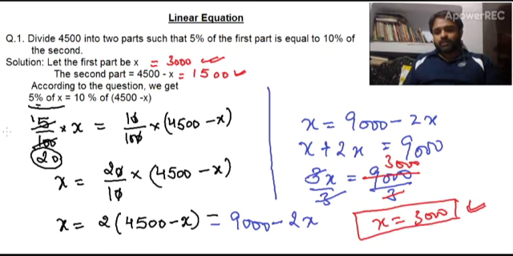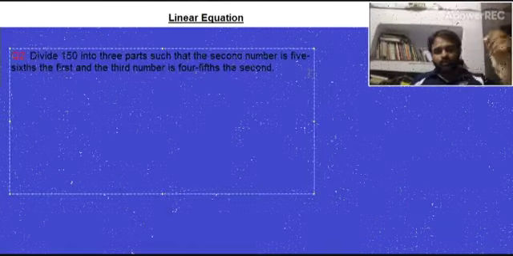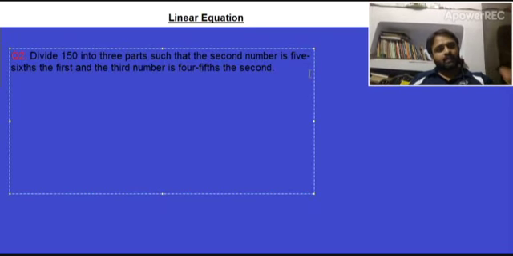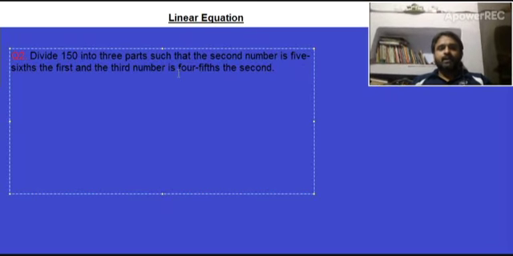So this was the first question which we did. The question which is given here is your homework. Try to solve this. If you're not getting it, please mention it in the comment box. I'll give the solution of this question also.